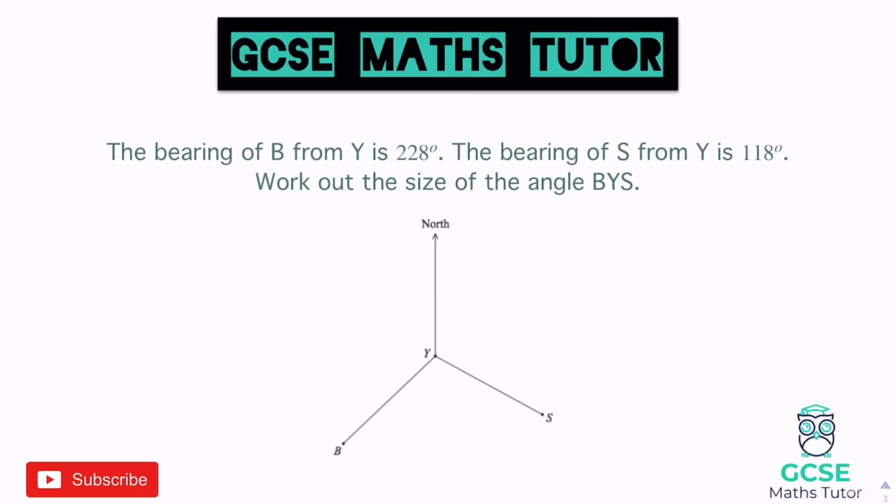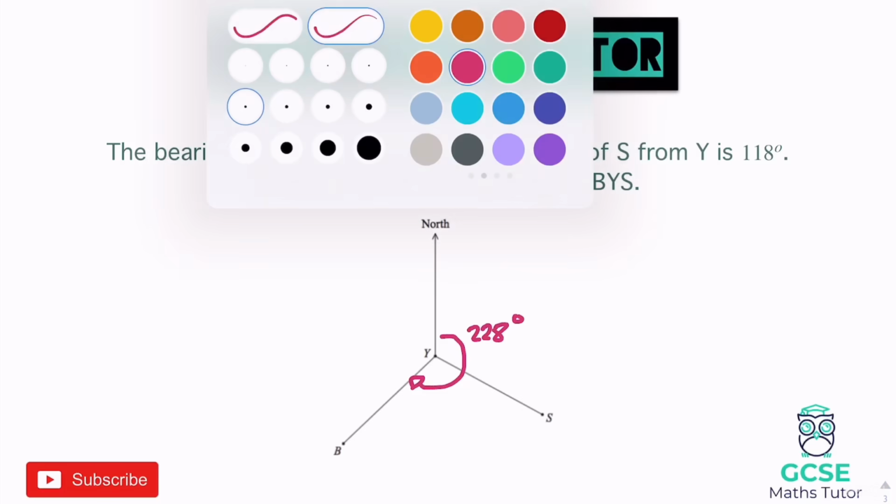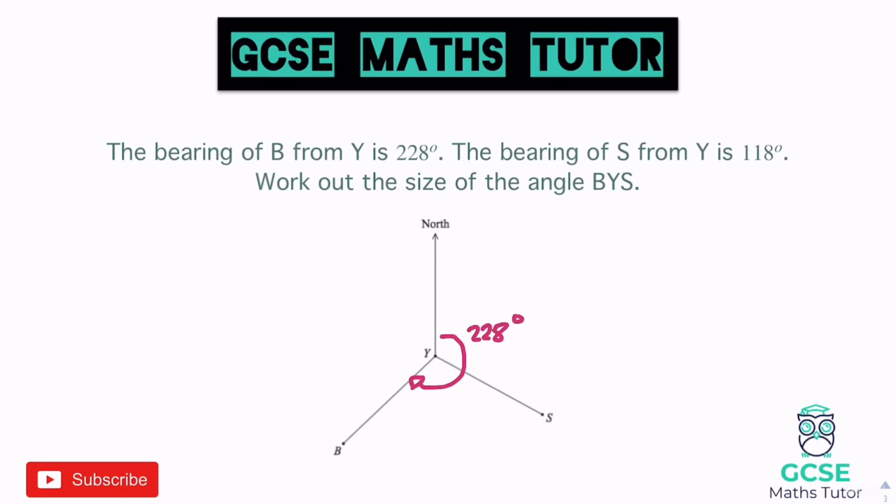Okay, so this question says the bearing of B from Y is 228 degrees and the bearing of S from Y is 118. Work out the size of the angle BYS. Well, let's start to put some of these bearings on the diagram. So B from Y, standing at Y, from Y all the way around to B, that angle there is 228 degrees. Now something a little bit different in this question, look, because now it says the bearing of S from Y is 118. It's not the nicest to draw that on top, but basically this angle here, there we go, is 118 degrees.